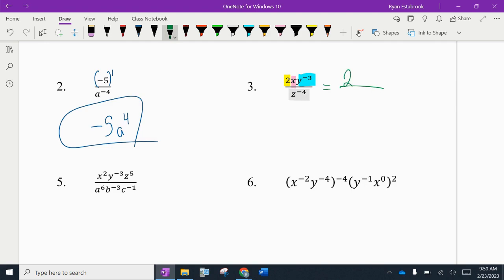Does the x need to move? No. It does not have a negative exponent. Does the y need to move? Yeah. It has a negative exponent, so we move it, and then it becomes positive. Does the z need to move? Yeah. So it goes to the top, and now it becomes positive, and there's our number 3. Again, this can be a tricky problem. Look base by base. There's a 2, an x, a y, and a z. You have to take each of them individually.